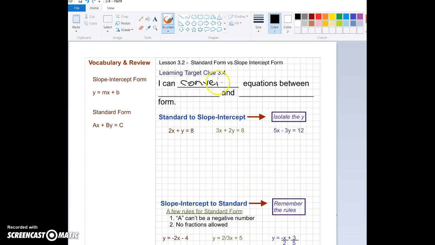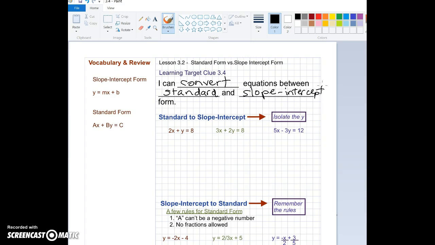Convert equations between standard and slope-intercept form. I can convert equations between standard and slope-intercept form. Let's first remember what those two forms are, the two names of a line that we've learned so far. There are some other names. One's called point slope form. But right now all we're going to focus on are slope-intercept form and standard form.